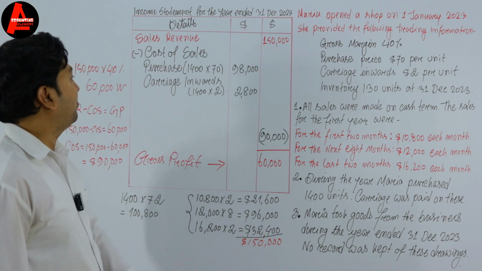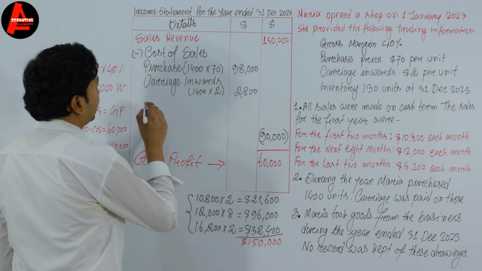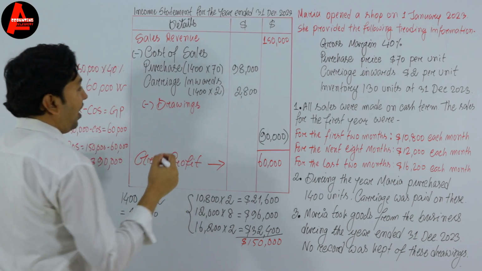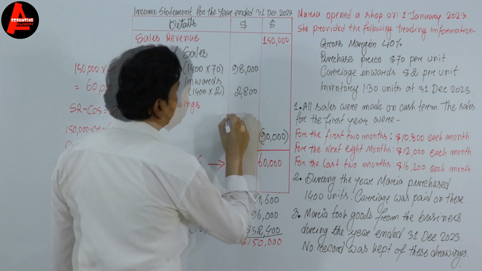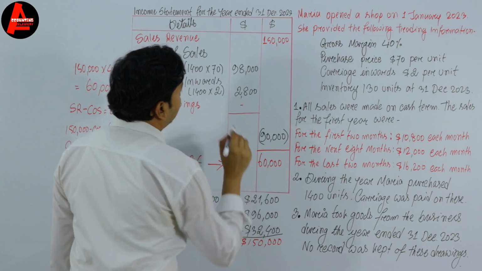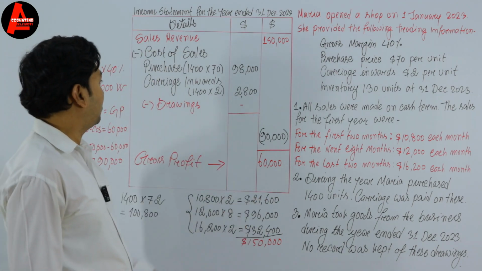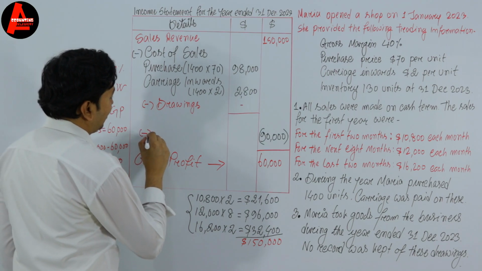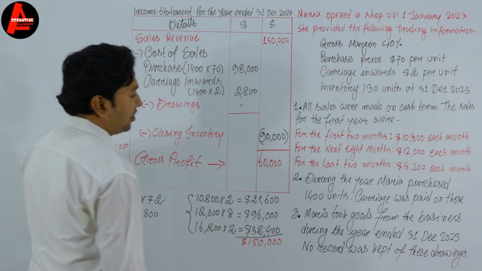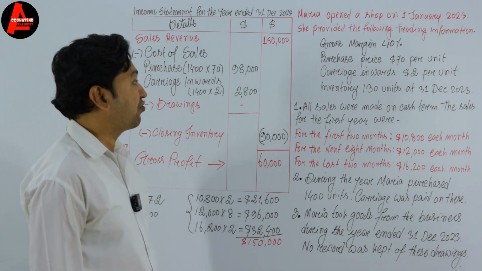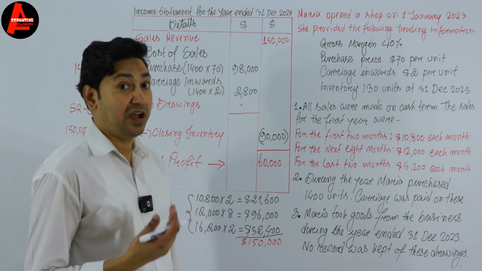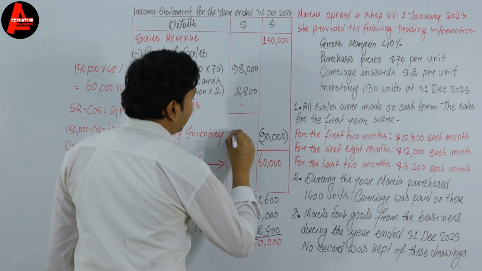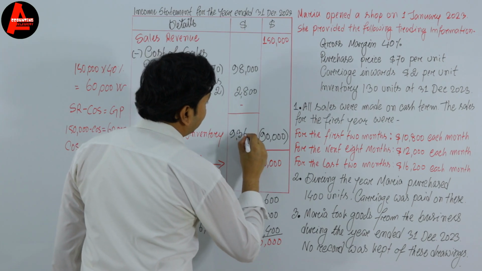So what will be the drawings? We need to subtract. Drawings means goods for own use. So from this answer we will minus something here, and from this answer we will subtract closing inventory. So here we have closing inventory. In our last tutorial I explained we calculated closing inventory there, $9,360.